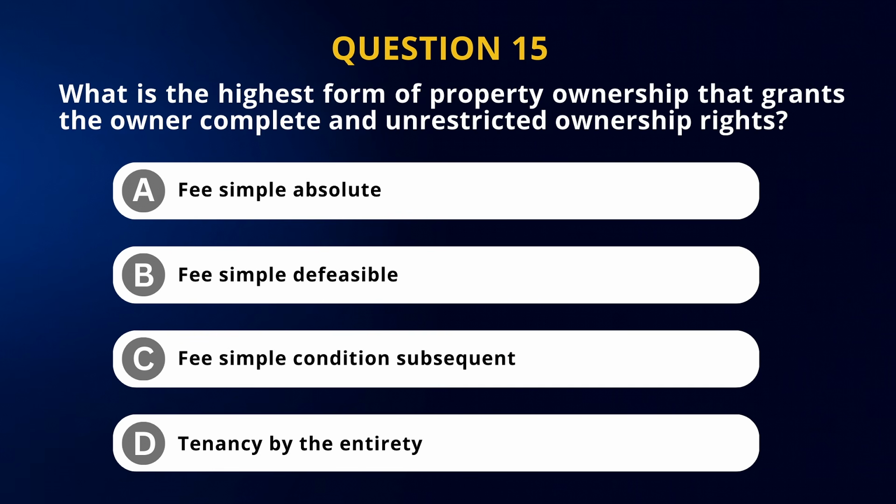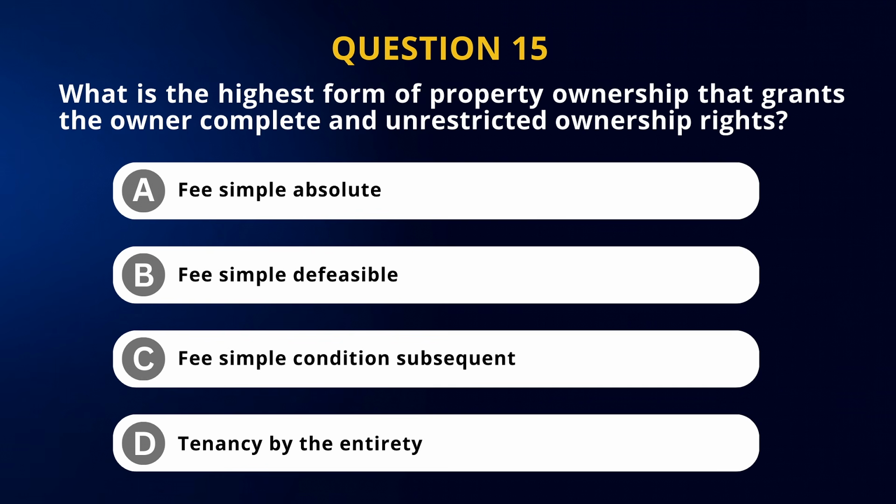Question number 15. What is the highest form of property ownership that grants the owner complete and unrestricted ownership rights? Letter A, fee simple absolute. Letter B, fee simple defeasible. Letter C, fee simple condition subsequent. Letter D, tenancy by the entirety.